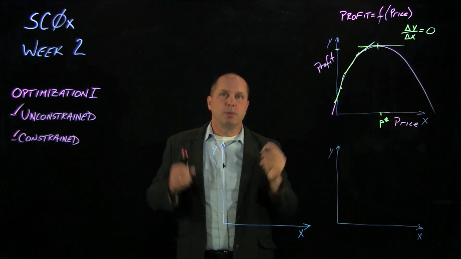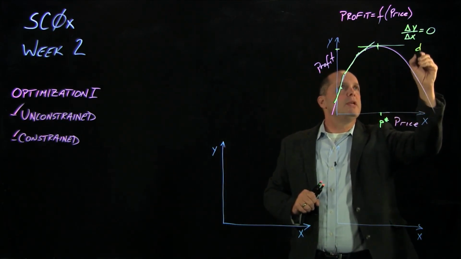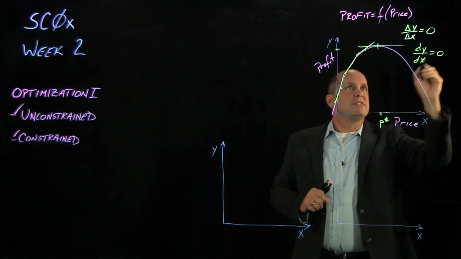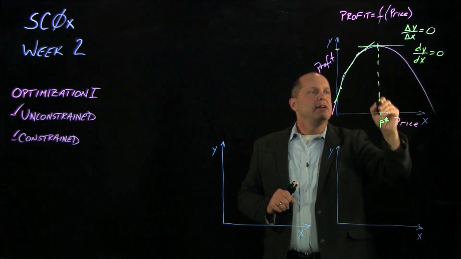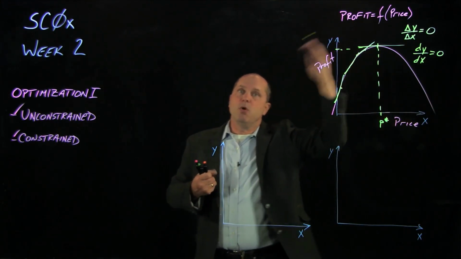How will we be using this? We'll be using differential calculus. Relax, it's very easy, and I'll step you through it. But essentially we're going to say dy/dx, at the point where that is equal to 0, that is where my optimal value will be. So this works for maximum or minimum functions.